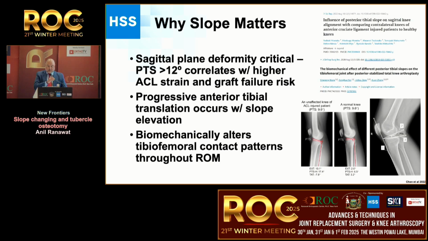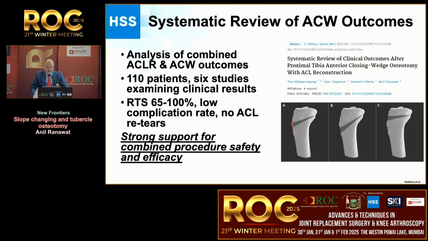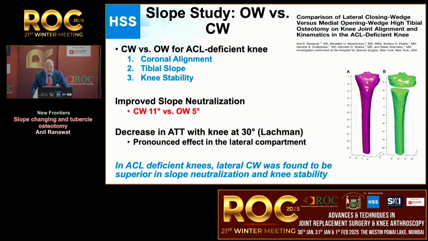So this is what I was saying before. We know a lot more about slope. And we know a lot more about ATT. Actually, I think ATT is probably more important than slope. And the best way we can manipulate anterior tibial translation is by manipulating slope. This is a recent meta-analysis that we did. And it's convincing that slope-changing osteotomy works. It can dampen an ATT, and it can control instability.